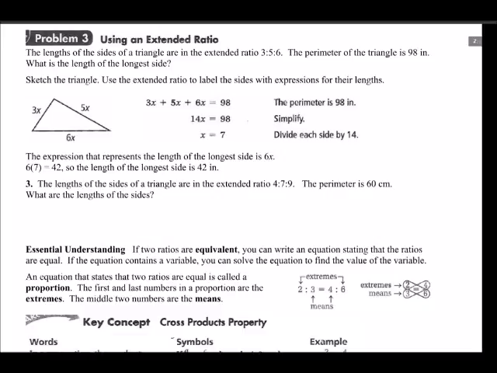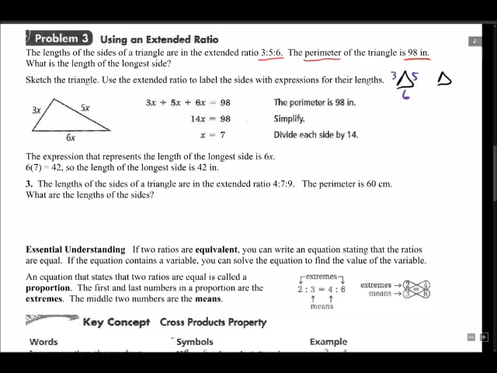We are told that the lengths of the sides of a triangle are in an extended ratio of 3 to 5 to 6. And the perimeter, oh good, perimeter deals with lengths of sides, right? Sum of all the sides. Our perimeter is 98 inches. So I draw my triangle, and we could look at this just like we did the daffodils. This side could be 3, this side could be 5, and this side could be 6, but that does not add up to 98.